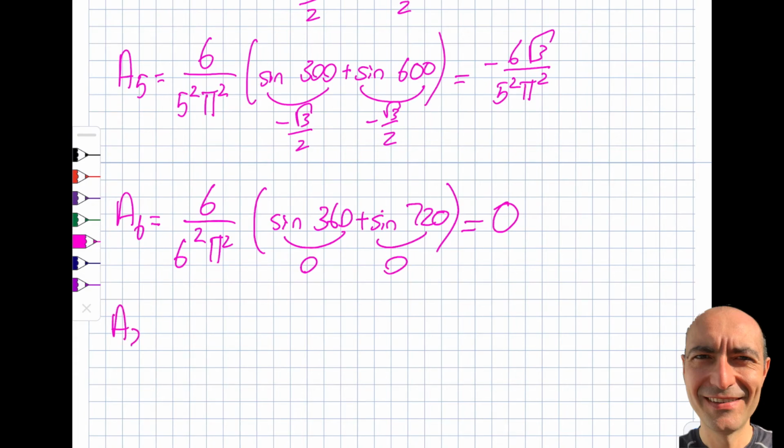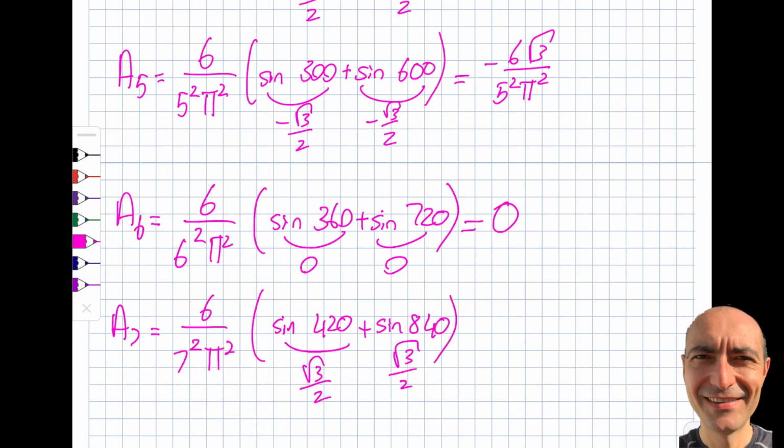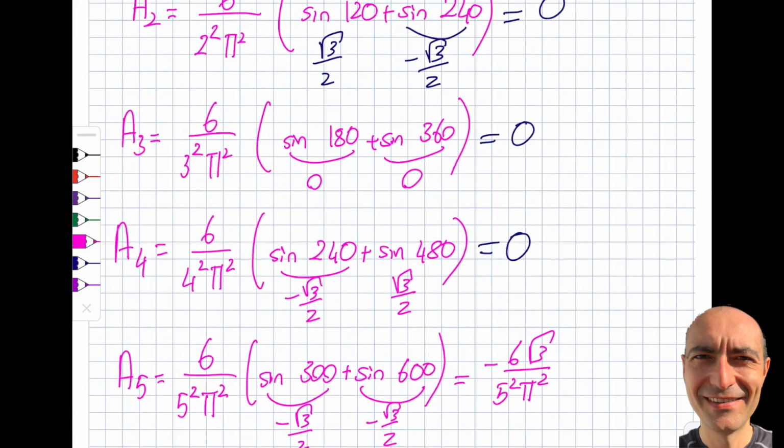And last but not least, now I'm going to actually start to reset the whole series. I'll have sine of 420. What is 420? 60, plus sine of 840. Okay, square root of 3 by 2, square root of 3 by 2. So I'll get myself 6 square root of 3 by 7 squared pi squared. Okay, I'm going to stop here with my analysis.